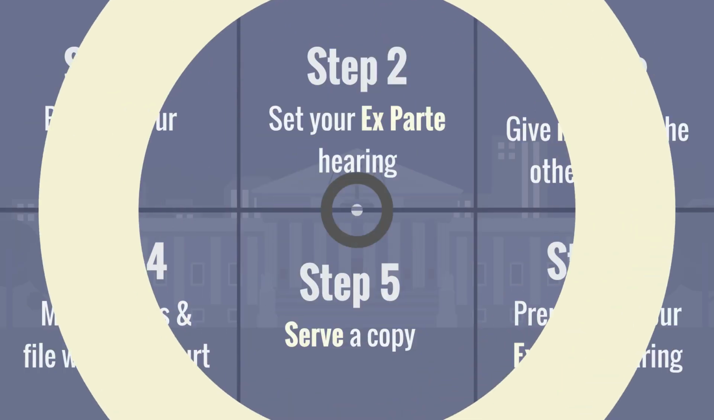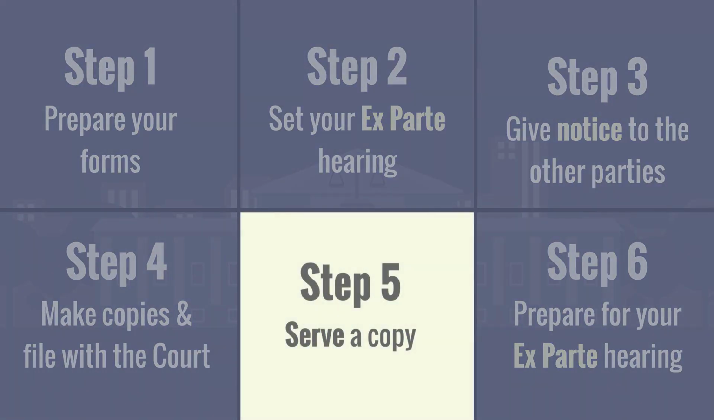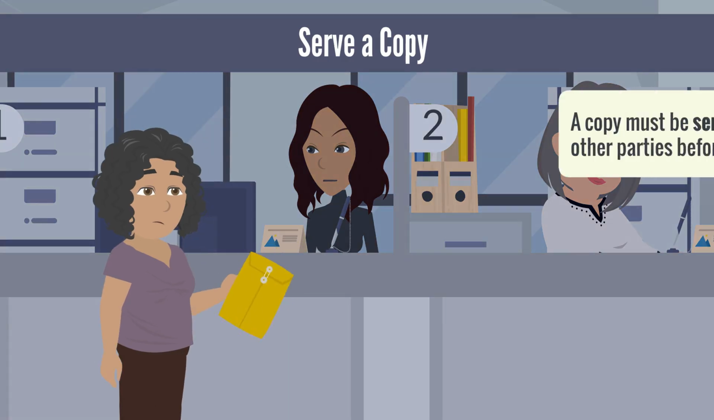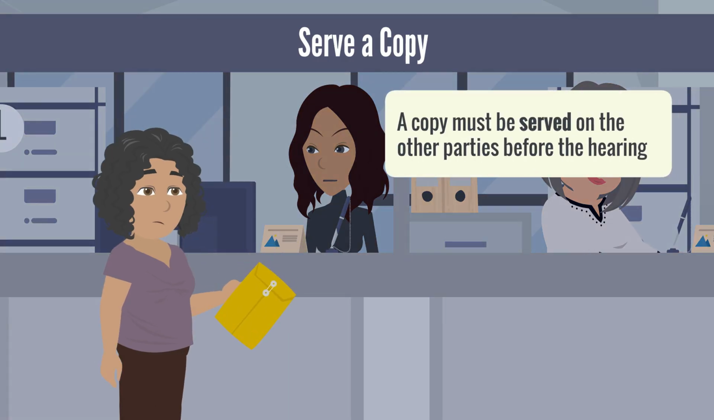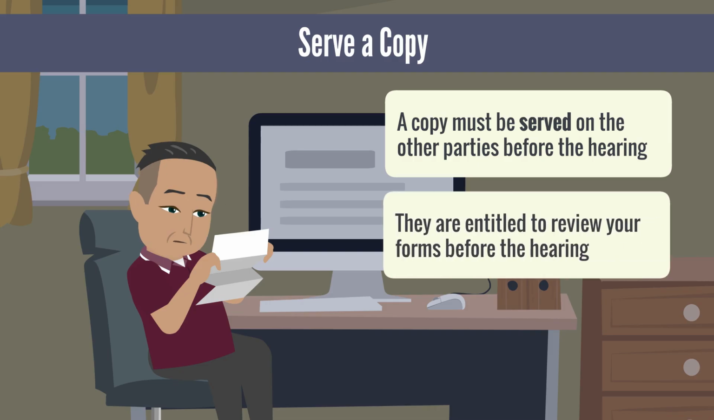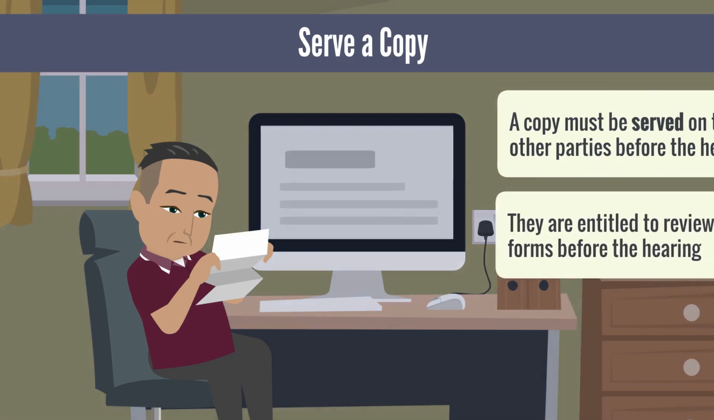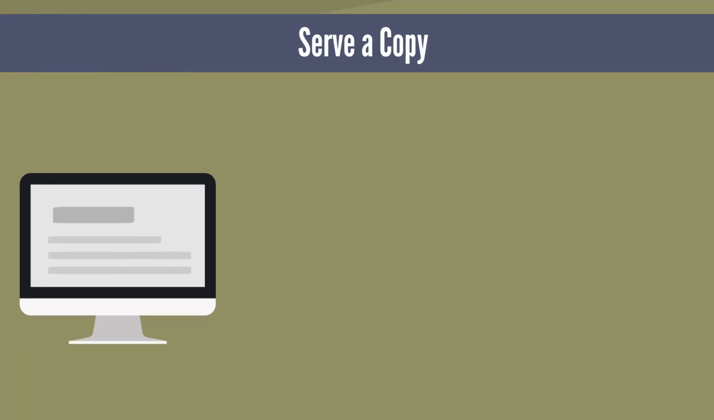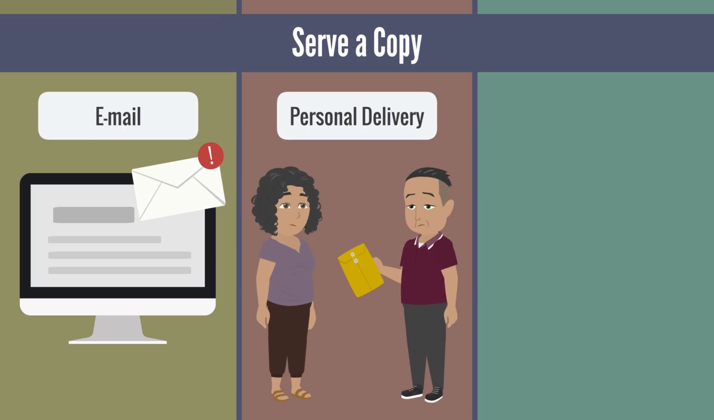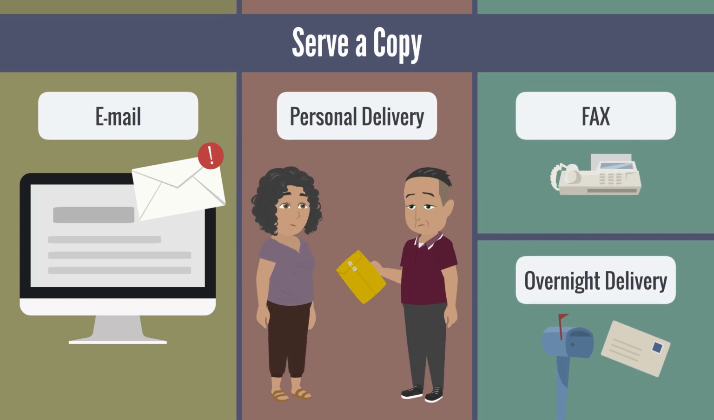Step 5. Serve a copy. After your forms are filed, a copy must be served on the other parties before the hearing. They are entitled to review your forms before the ex parte hearing. The copy can be served by email, personal delivery, fax, or overnight delivery.